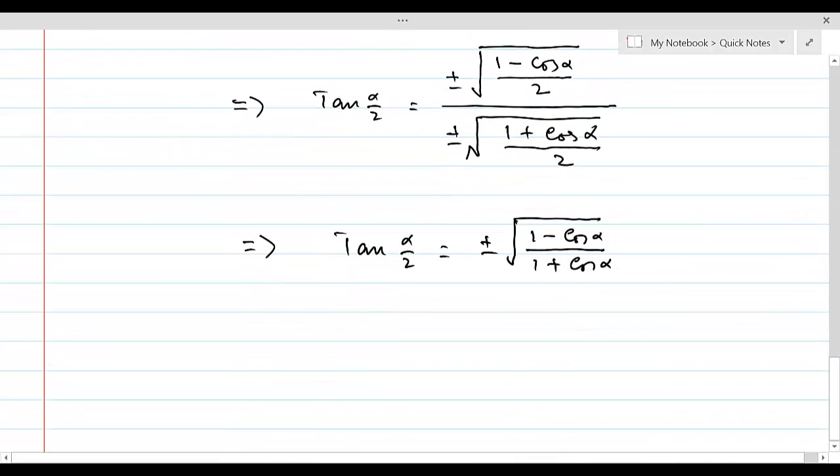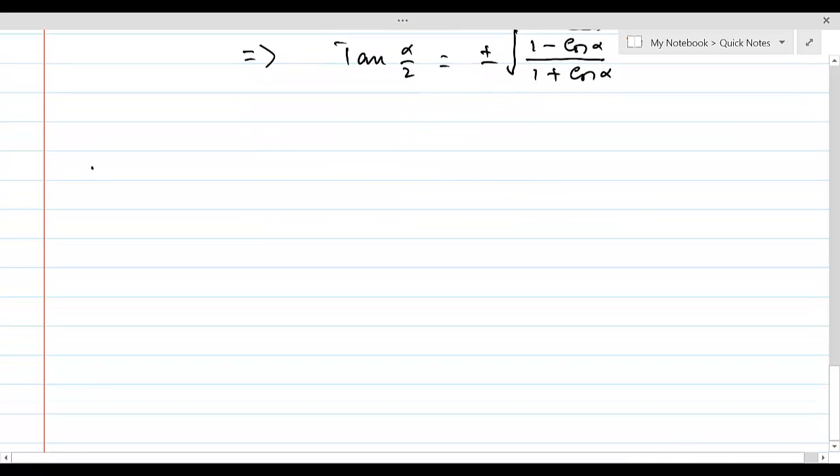So this is number 3, and now let's go to number 4. In number 4 we are going to prove sin 3θ is equal to 3 sin θ minus 4 sin³θ.